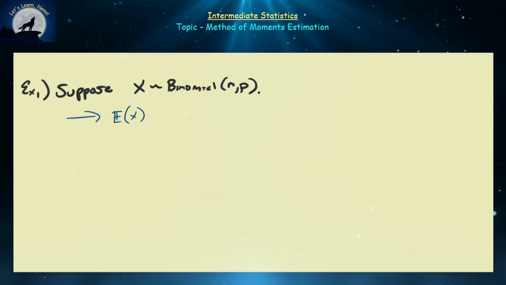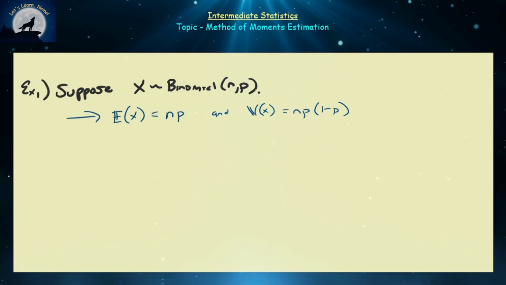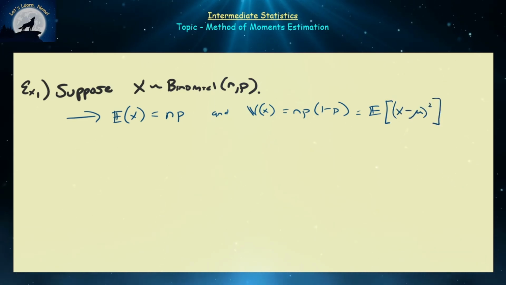But x is a very famous random variable, and you probably already know the answers. The expected value is equal to n times p, and you might also know the formula for the variance of x. That's going to be equal to np times 1 minus p. Now, the method of moments doesn't look at the variance, at least in its original sense, because they look at what we refer to as raw moments, not centralized moments, because remember that the variance can also be represented as the expected value of x minus the mean squared, which is technically the second centralized moment of x.